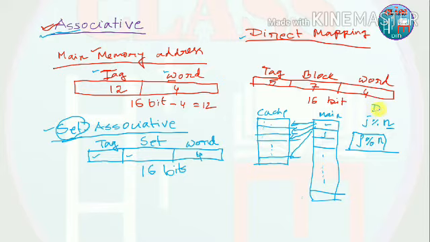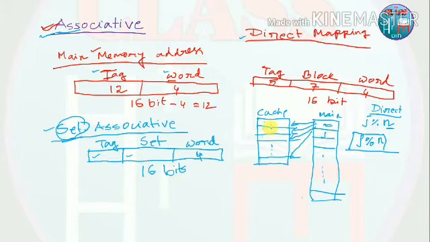So according to the direct mapping, this is the formula. That's why in the direct mapping, the main memory block cannot go anywhere in the cache memory. Its position is fixed. It can go only in a fixed position. But in associative mapping, any block from the main memory can go anywhere. If it is vacant, it can go anywhere. Clear? There is no fixed position.